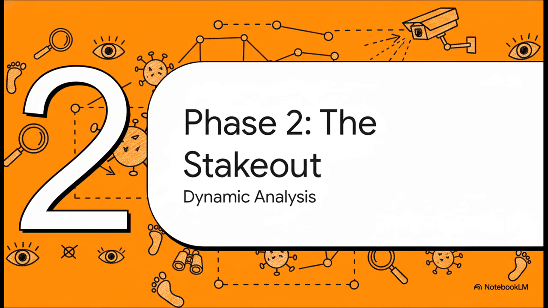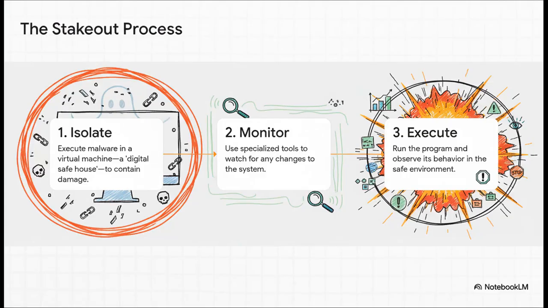To see what it actually does, we've got to move to phase two, the stakeout, or as we call it, dynamic analysis. Now, you obviously can't just run a virus on your own computer. That would be a complete disaster. So instead, analysts use a virtual machine, which is a totally isolated, sandboxed computer, as a kind of digital safe house. Inside this safe house, they set up monitoring tools to watch the files, the system's memory, the network, everything. Then, and only then, do they hit execute and watch the show unfold.